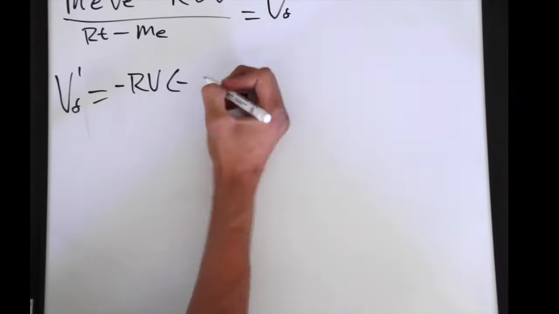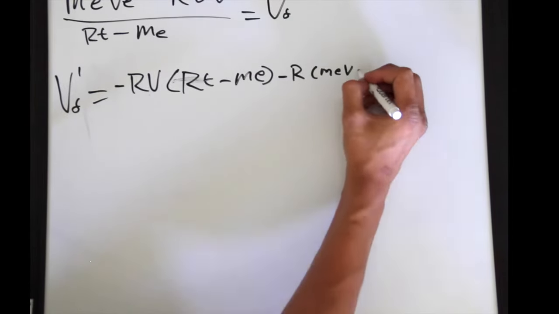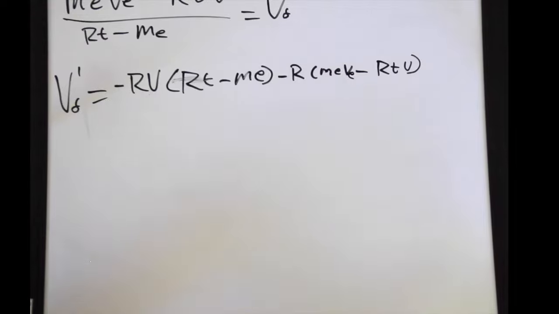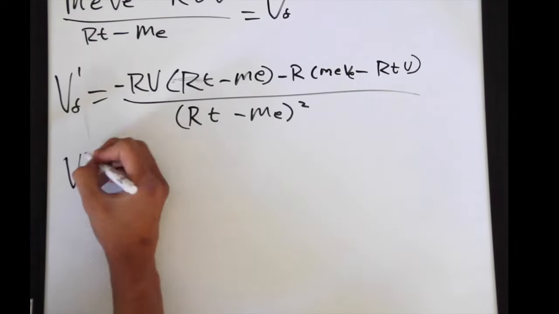Using this equation, we can take its derivative using the quotient rule to find the rate of change of the velocity of the Earth as mass hits it or leaves it.